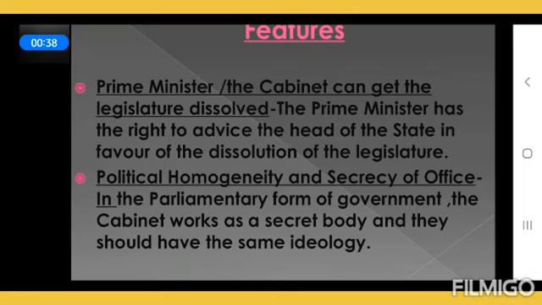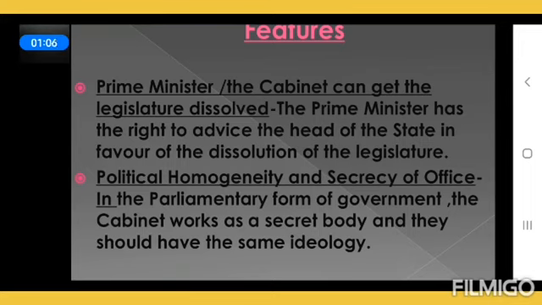Okay, so there should not be differences of opinion within the single party. That means once you become a member of the party, you should follow the ideology of the party, and you have to believe in the decisions made by the head. So there has to be political homogeneity. Same ideology has to be there. If there is no political homogeneity, then there will be chaos, right? So the next one is the secrecy of office.